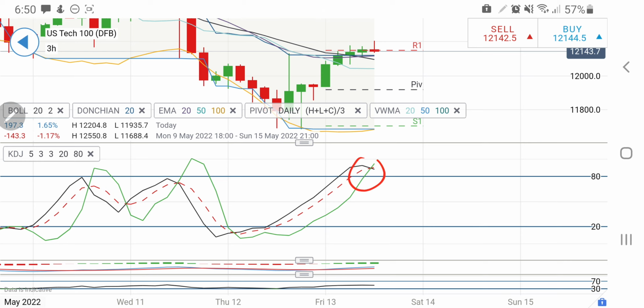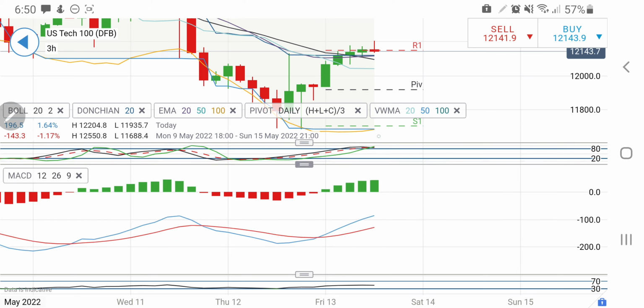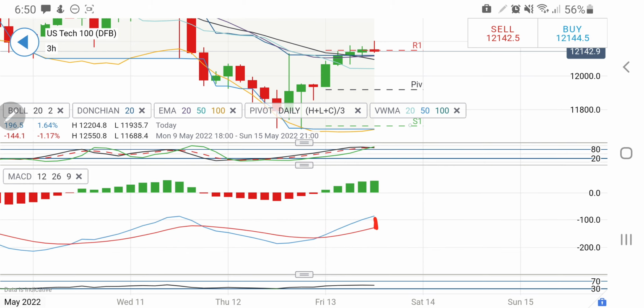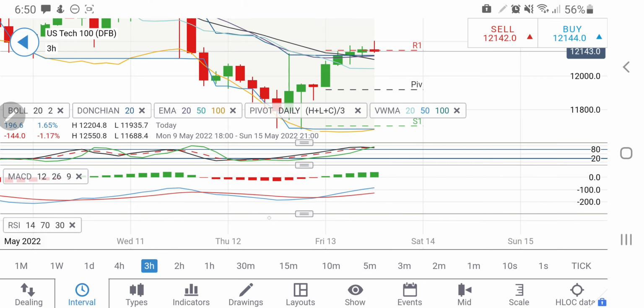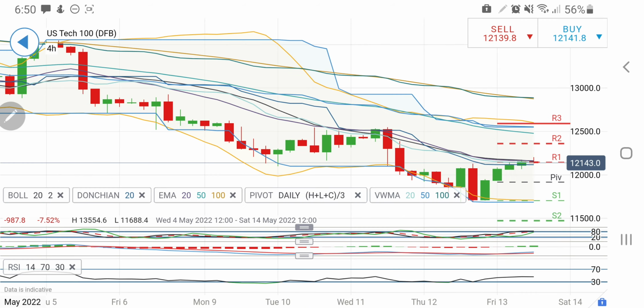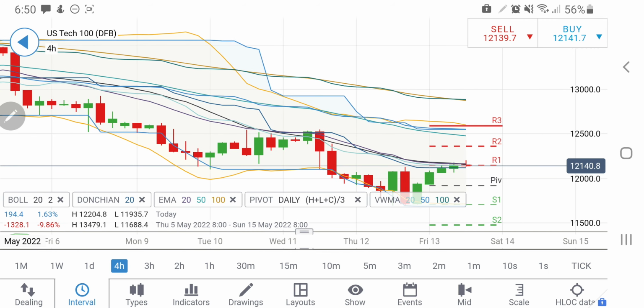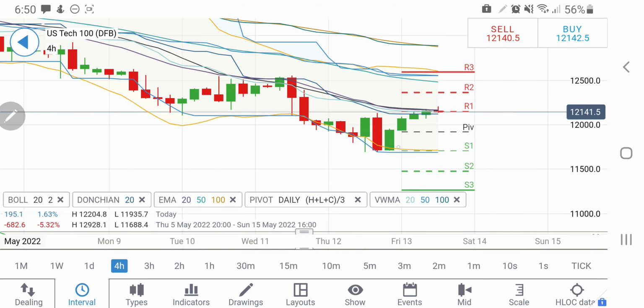However, look at the 3-hour stochastic. This is overbought, looking downwards from here. MACD has crossed over 5 candles back, and it is trading in green, and RSI is also looking upwards here, right now turning flat. And if you look at the 4-hour charts, one must observe that the body size is consistently diminishing here. It is trying to give you a reversal candle.